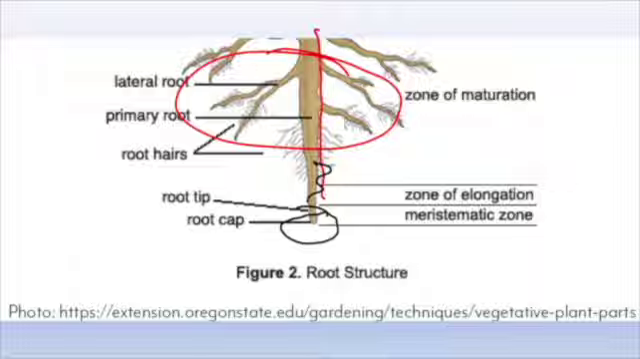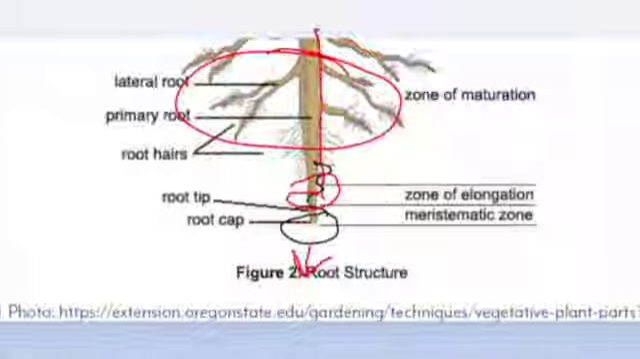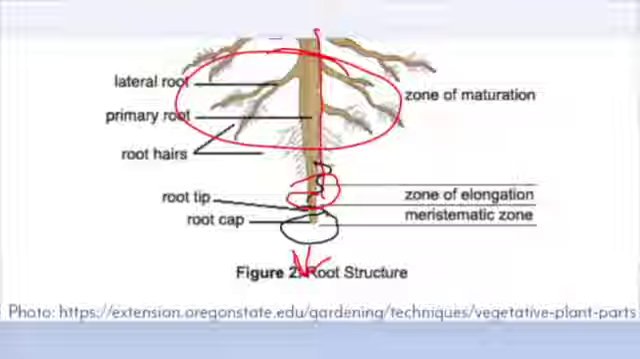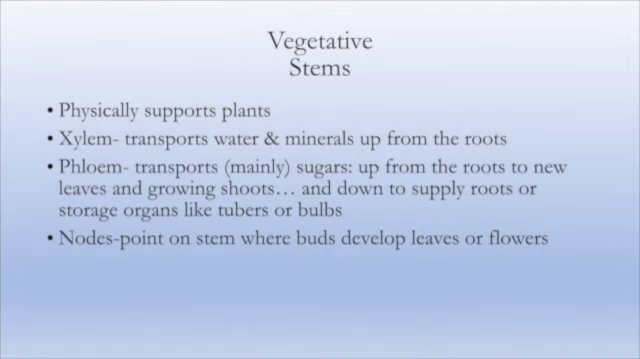So this area here pushes through the soil. This area here swells up and makes the root thicker, and it helps force the root cap through the soil. And here is where all the different lateral roots are that absorb nutrients and water. So we have roots. We have the stem coming out of the plant. The stem physically supports the plant, the leaves, the flowers, and the fruit.